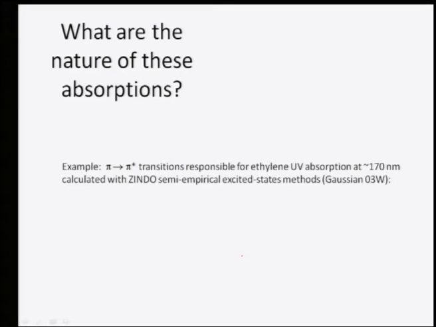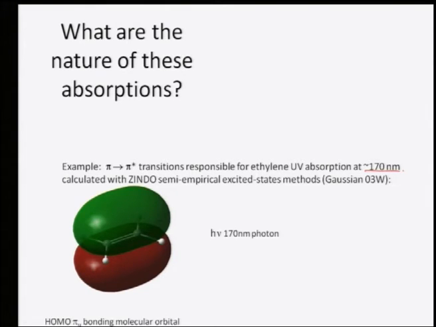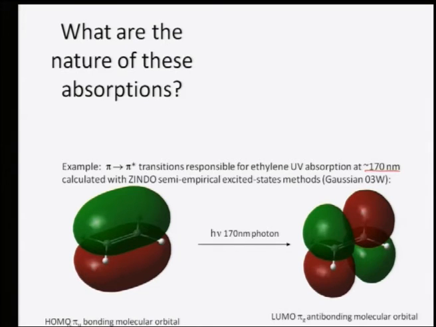So, what is the nature of this absorption? Just now I told you, one example is the pi to pi star transition in ethylene at about 170 nanometers, and it can be calculated using software. This is the HOMO, the highest occupied molecular orbital, and you have the LUMO, the lowest unoccupied molecular orbital. You can see it is going from the bonding molecular orbital to the antibonding molecular orbital, that is pi to pi star, if I apply a 170 nanometer photon. These transitions can be easily detected, this is absorbed.